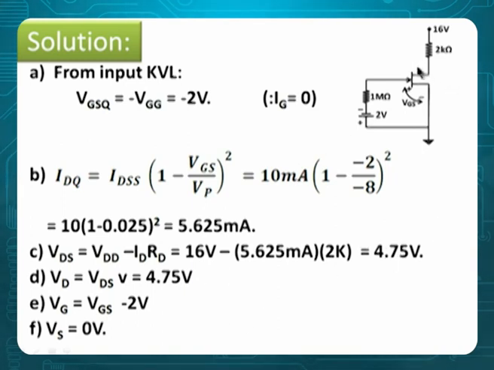So whatever is the value across VDS is same as VD, because drain voltage is same as drain to source, because there is no drop. If there is a drop, there is a difference, but because there is no resistor in the source, there is no difference. VDS is directly VD, 4.75. VG is equal to VGS, minus 2. And what is the source voltage? VS is 0 here. That's the problem that we have as far as this is concerned, to calculate different values.